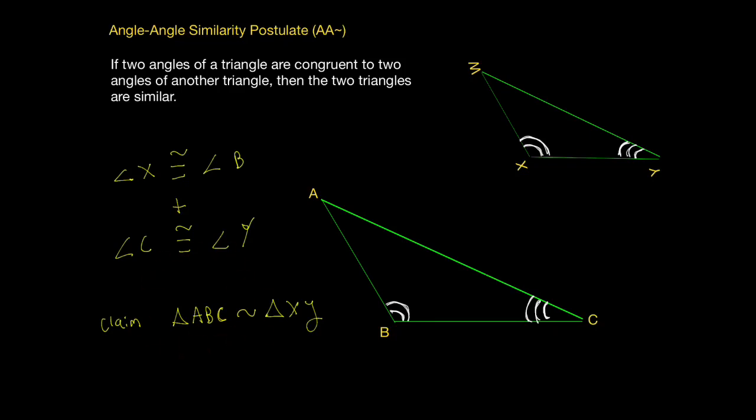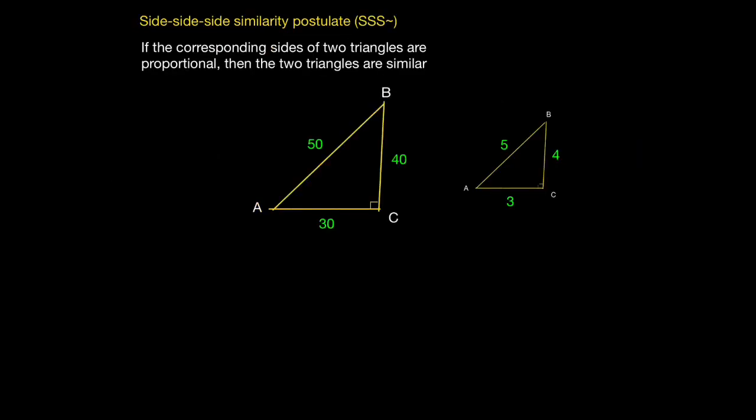Let's check out the next one. Now we have side-side-side similarity. This is what it says: if the corresponding sides of two triangles are proportional, then the two triangles are similar. Let's take a look at these figures and notice that these two triangles are already facing in the same direction, so we don't need to rotate either of them.